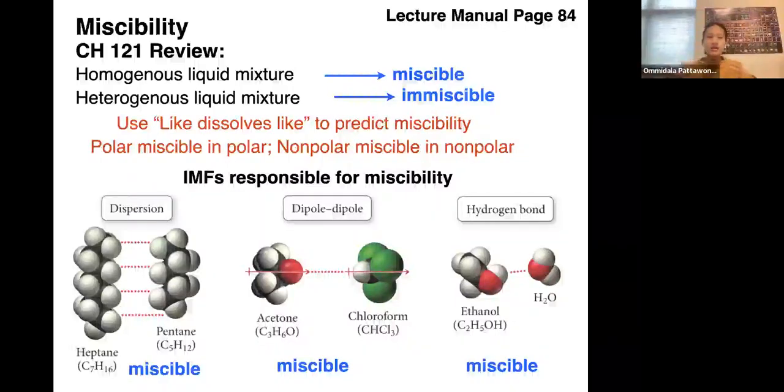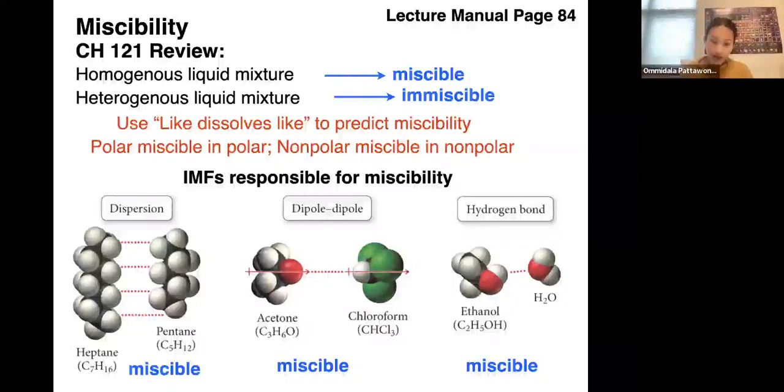So in this case, the key message of this slide is that the "like dissolves like" rule that we learned in Chem 121 applies to miscibility and stems from the type of IMF between the molecules, right? So molecules with the same type of IMF are going to be able to interact with each other.